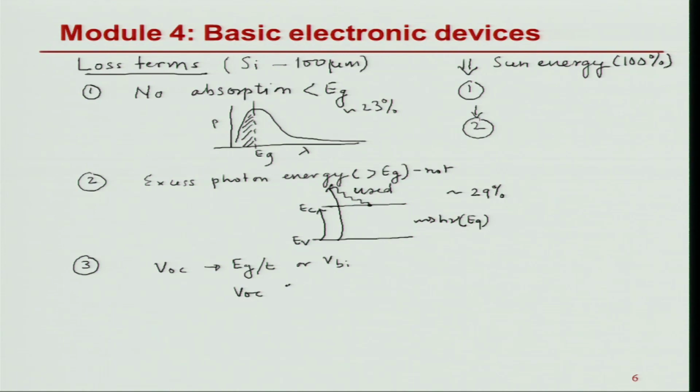In practical terms, VOC would always be less than Eg when I make the device, and that leads to, in case of silicon, almost a loss of up to 14%, because VOC I cannot increase beyond a certain limit, although theoretically I should be able to make it as big as the band gap of my material. So, I was at 48%, now I have lost another 14%, that gives me 34%. That is the power I have, but that is not enough.